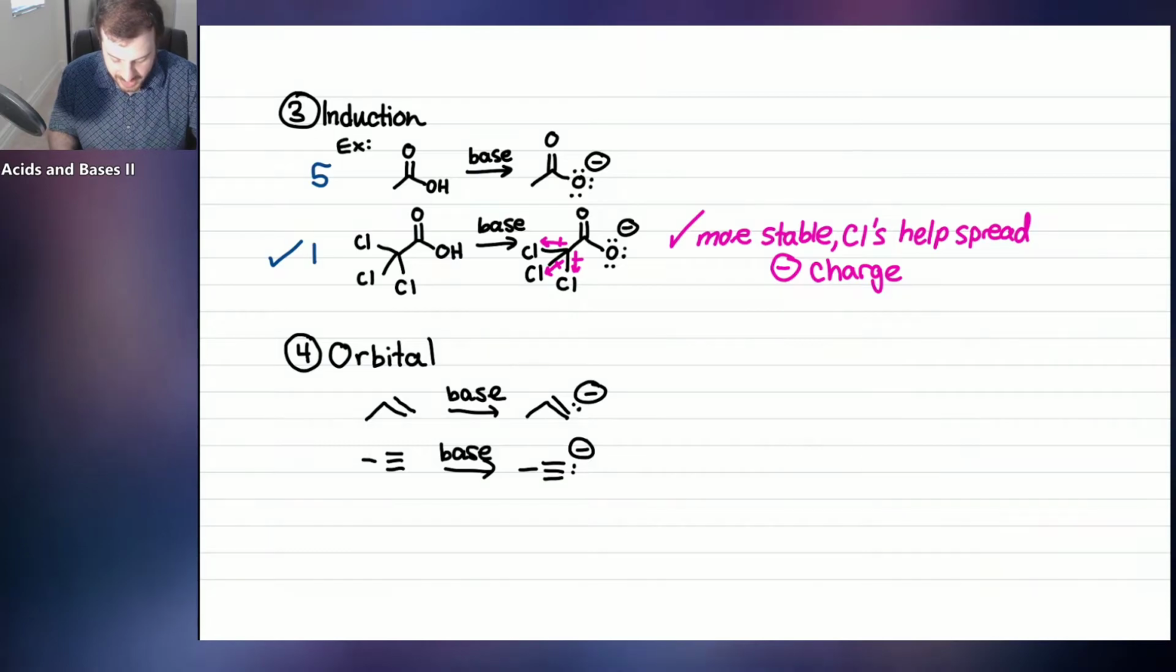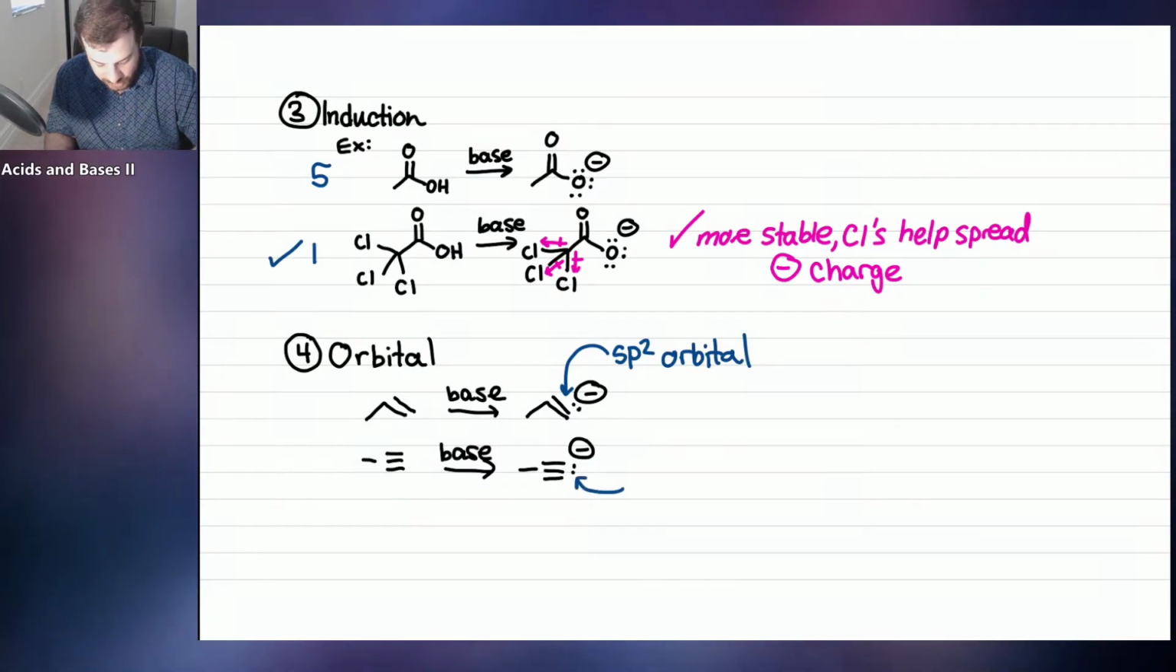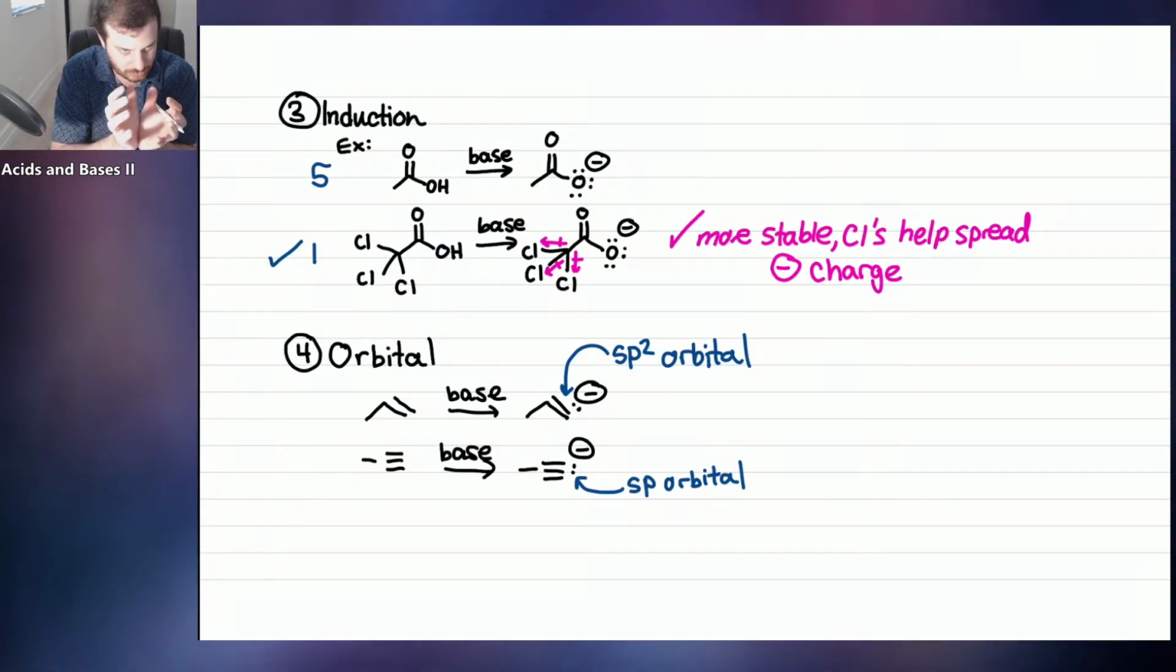And so what we'll find is that the first case, the negative charge is contained within an sp2 orbital, because the hybridization of that carbon is sp2. And in the bottom case, the negative charge is in an sp orbital, because the carbon that it's on is sp hybridized. And the rule says that the more s character you have, the more stable you are. And that's because the s orbital is held more closely. The more s character you have, the more closely the negative charge is being held to the nucleus. The nucleus has a positive charge, so you want to hold the negative charge close to the positively charged nucleus. So sp is more stable than sp2, which is more stable than sp3 when it comes to a negative charge. So this is more stable.